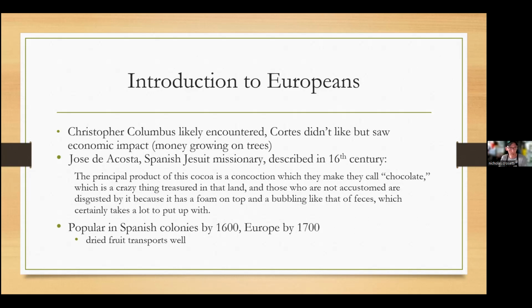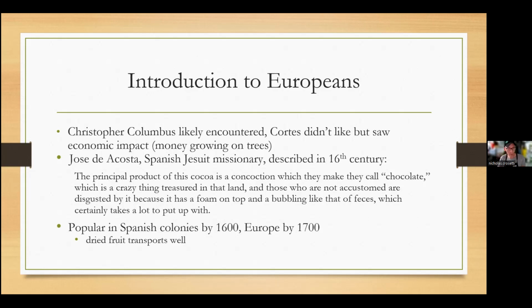Debates abound whether or not Christopher Columbus encountered chocolate or cacao. It's likely, but it didn't catch his attention as much as it did Cortez, who brought it back to Spain and talked about it as money growing on trees. I mean, they saw the way that the Aztec people used it as a currency, and understanding this is something you could grow, saw the huge economic impact that it could be on Spanish colonies.